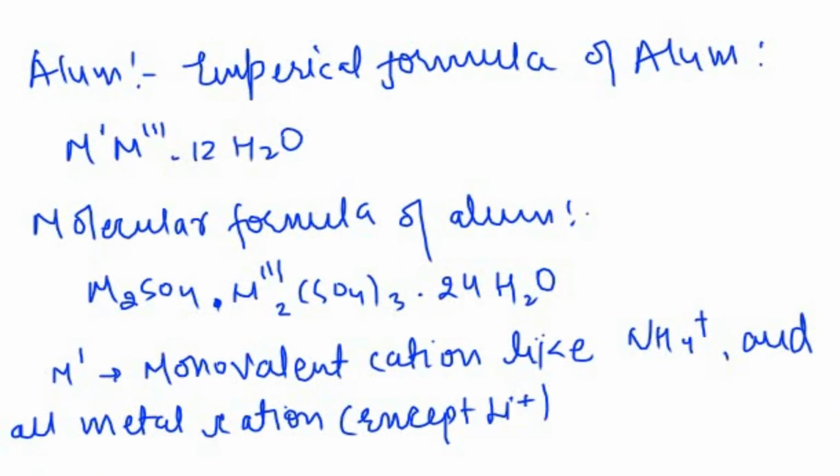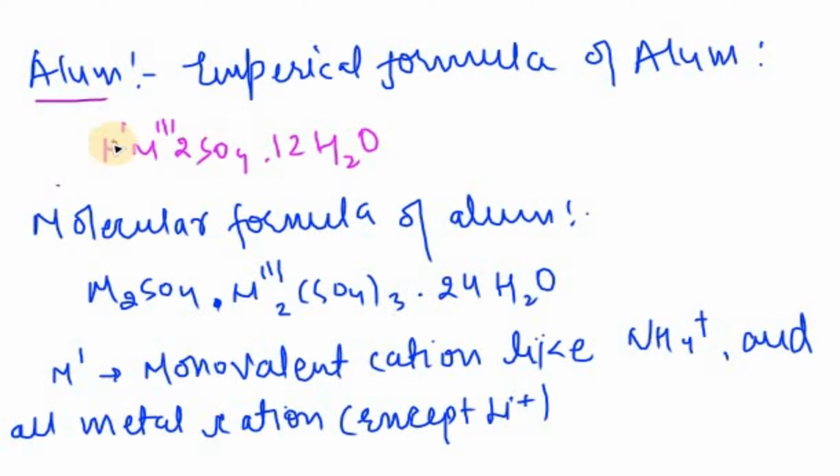Now let's look at a category of double salt known as alum. The empirical formula of alum is M(monovalent) M(trivalent) (SO4)2 dot 12H2O. This is the empirical formula of alum. The molecular formula of alum is M2SO4 M(trivalent)2(SO4)3 dot 24H2O.